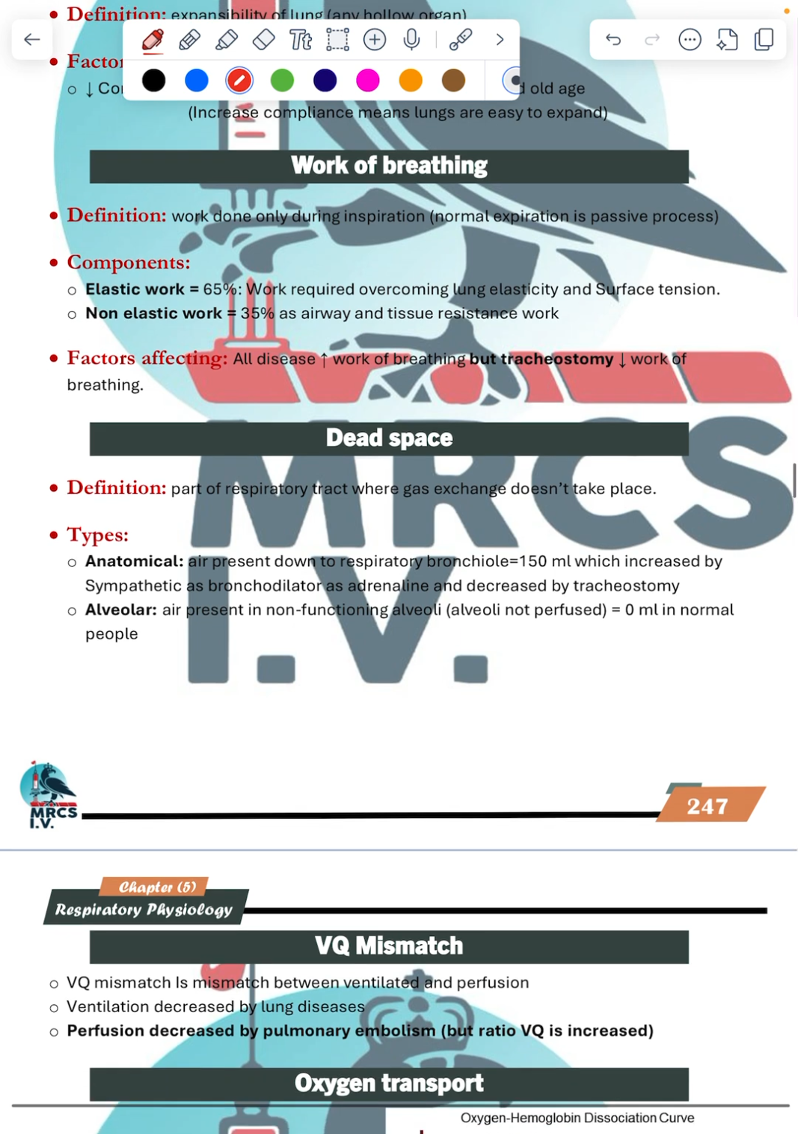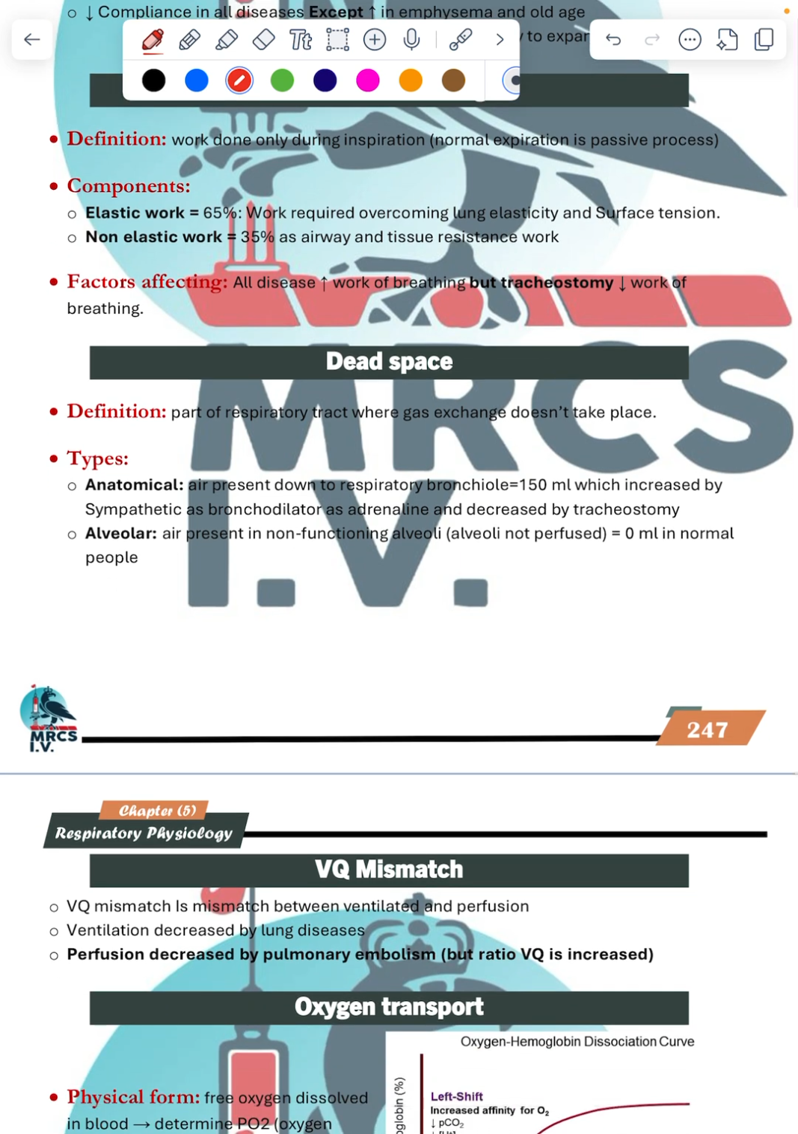What are dead spaces? Parts of the respiratory tract where gas exchange does not take place. These can be anatomical or alveolar. Anatomical dead space is the air passages down to the respiratory bronchiole. 150 ml is the normal dead space, which is increased by sympathetic stimulation as a bronchodilator, as with adrenaline, and decreased by tracheostomy. So this is the dead space. Alveolar dead space is the air present in non-functioning alveoli, which is minimal.